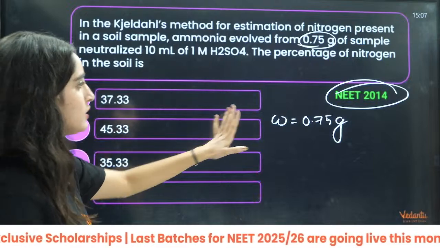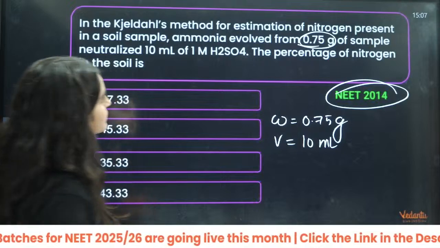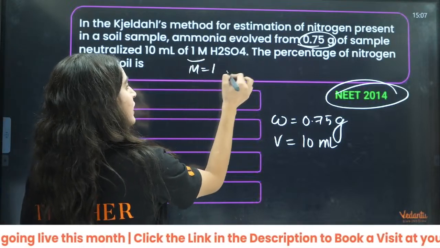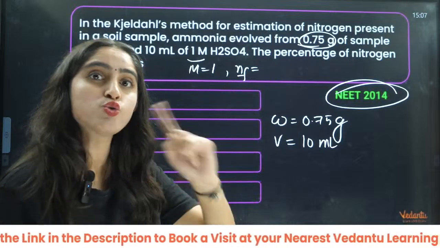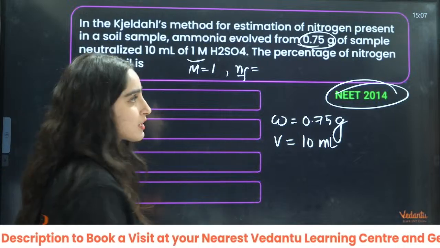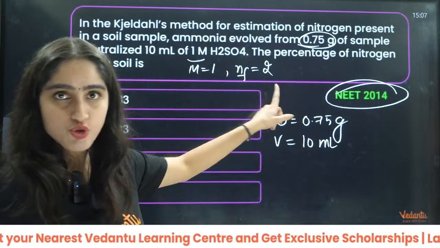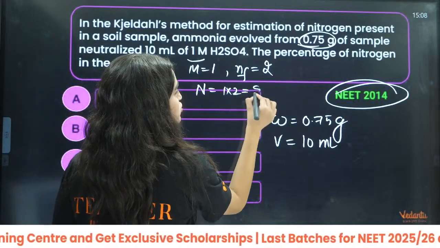Neutralized to 10 ml. 10 ml means volume is given to be 10 milliliter. Molarity is given to be 1. If molarity is 1, N factor for H2SO4, beta. For H2SO4 it releases 2 H positive. So N factor, we have done that in some basic concepts of chemistry. N factor is 2. So normality will be 1 into 2, that is 2.